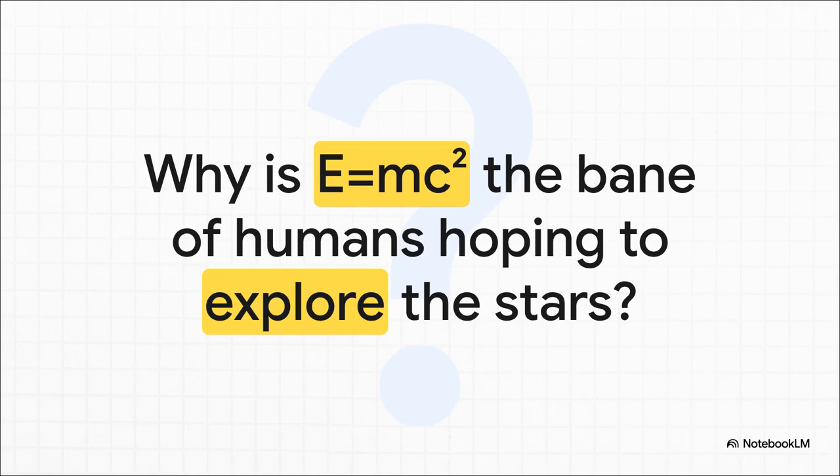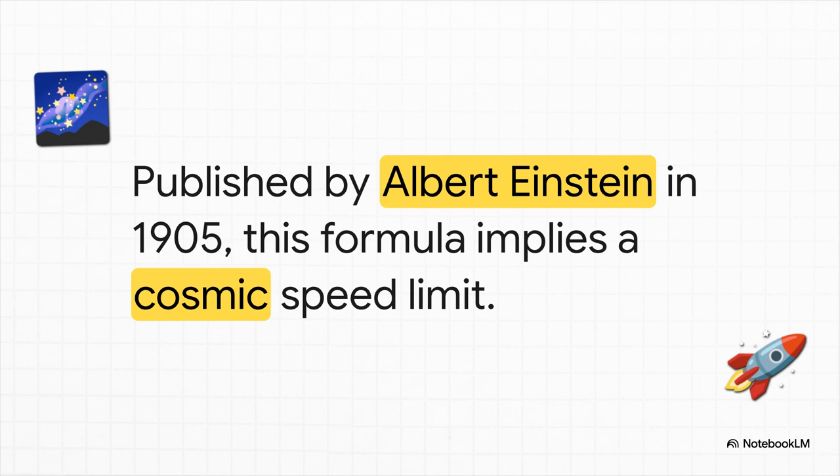So let's just start with a really big question. Why is this simple, elegant little formula basically the biggest roadblock to our dreams of zipping around the galaxy? Believe it or not, the answer is packed right into these 5 little characters. When Albert Einstein published this back in 1905, he wasn't just showing a link between energy and matter, he was also revealing a fundamental cosmic speed limit. And that speed limit has some pretty profound consequences for space travel.